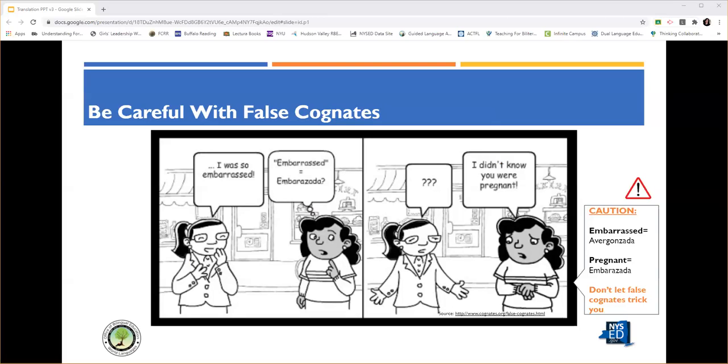So does anyone know what embarrassed meant in English? You feel ashamed of something. Did anybody know what embarazada meant in Spanish? So give students some cognates and false cognates and ask them to identify each and have some fun with them. Tell them they don't have to be embarrassed.